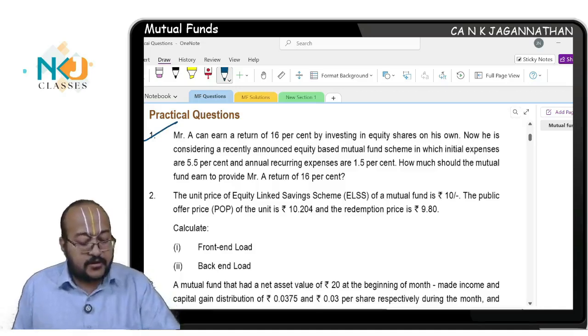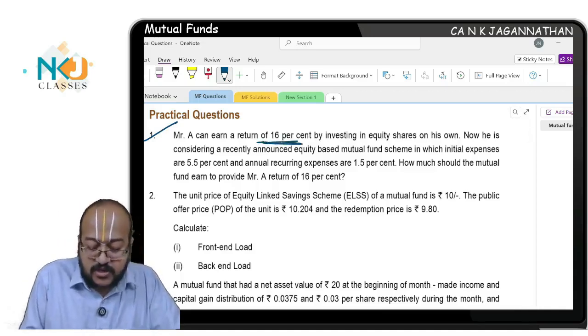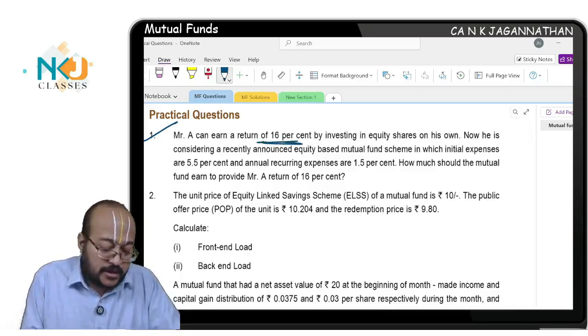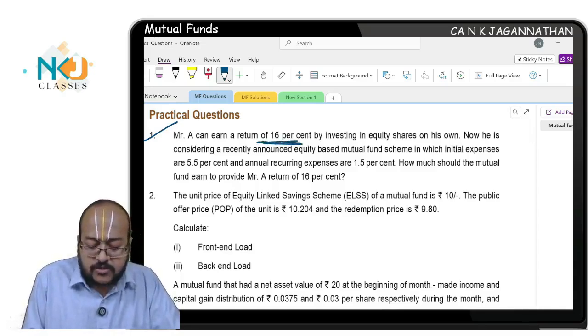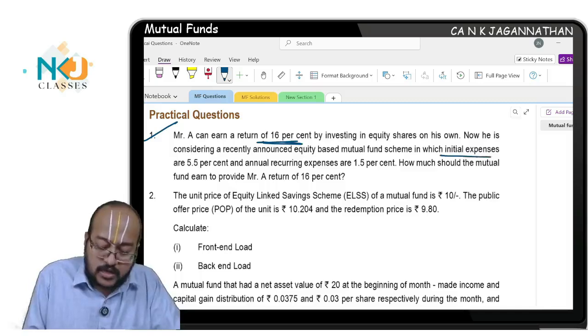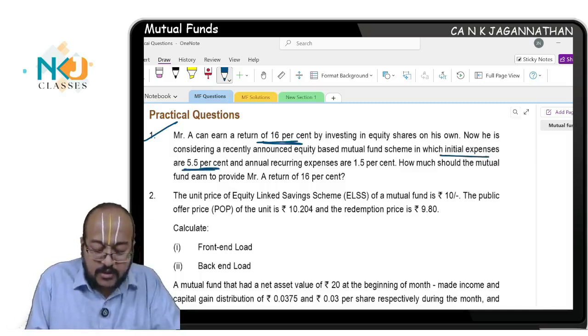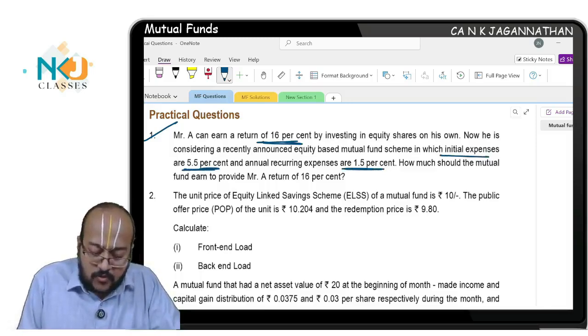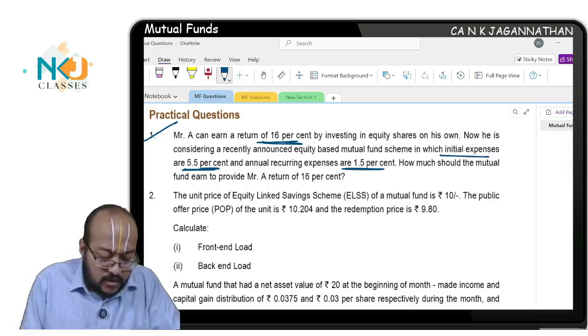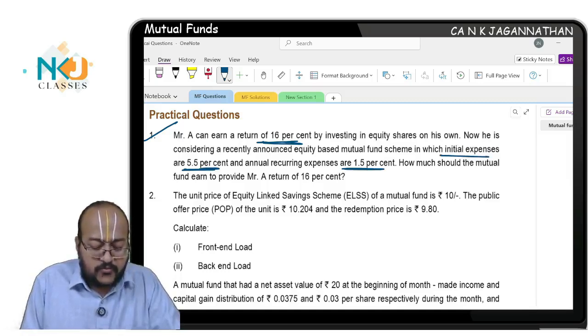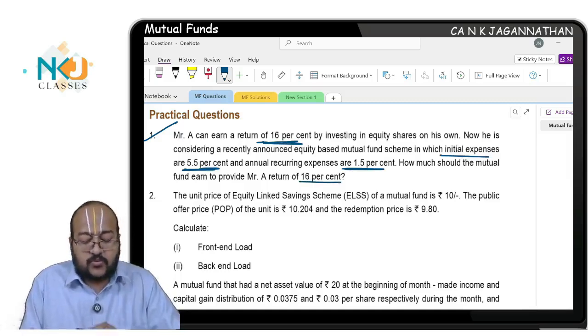Mr. A can earn a return of 16% by investing in equity shares on his own. Now he is considering a recently announced equity based mutual fund scheme in which initial expenses are 5.5% and annual recurring expenses are 1.5%. How much should the mutual fund earn to provide Mr. A a return of 16%? This is the question that is being asked.